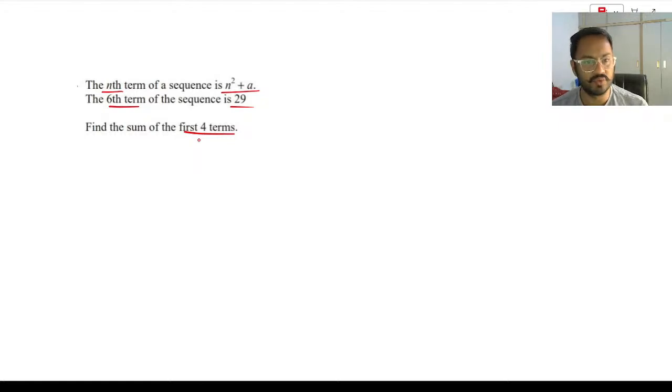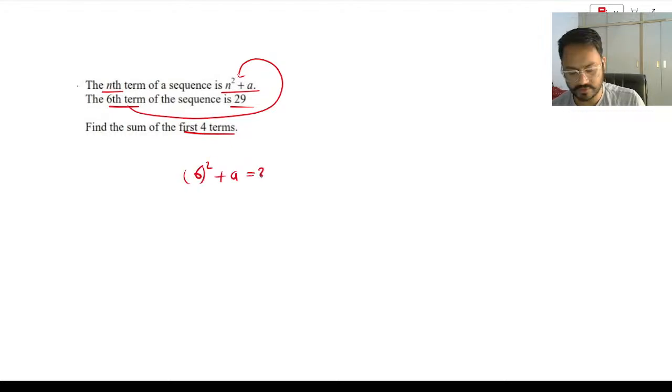Labdi Singh, answer is 2. The sum of all the 4 terms. Okay, she has already solved. Very good, Labdi. Very quick. Now here, what we need to do is, the 6th term of the sequence is 29. So you need to put n equal to 6 here, right? So 6 square plus a is equal to 29. Done. Sum of the first 4 terms.